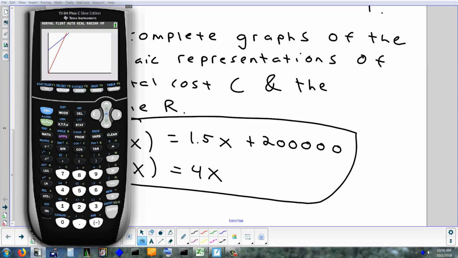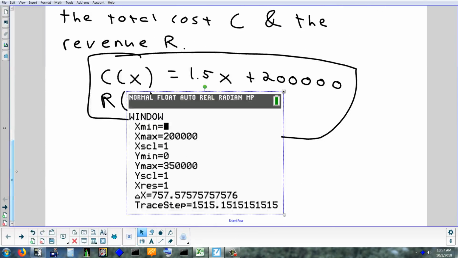We probably went a little further to the right than I needed to. Maybe I didn't need to go as far as 300,000. I might have been able to even just go like 200,000, but 300,000 looked fine. It kind of squished it a little bit, but that looks good. So I would say that's a good complete graph, right? Because we can see where they cross. If the intersection point is off the screen, that's no good.